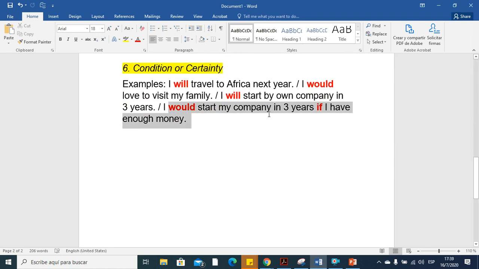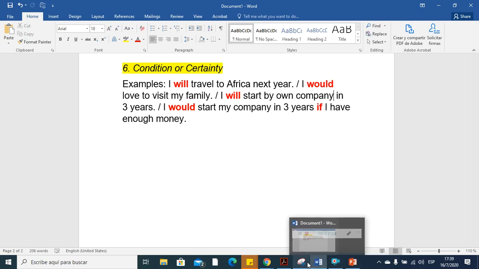Si estoy diciendo acá, I would start my company if I have enough money. Or I would love to visit my family. Porque le gustaría, eso significa, me gustaría visitar a mi familia. Pero para expresar esa expresión gustaría, tenemos que utilizar el would porque es un verbo modal.